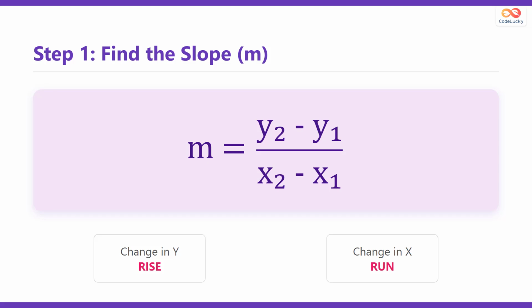The first step is always to find the slope. We use the slope formula, which is m equals y2 minus y1 divided by x2 minus x1. You might also know this as rise over run. This formula calculates the steepness of the line connecting our 2 points.